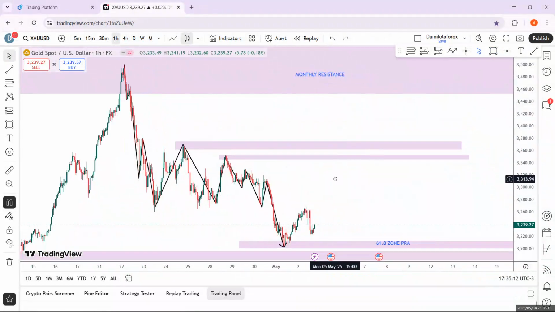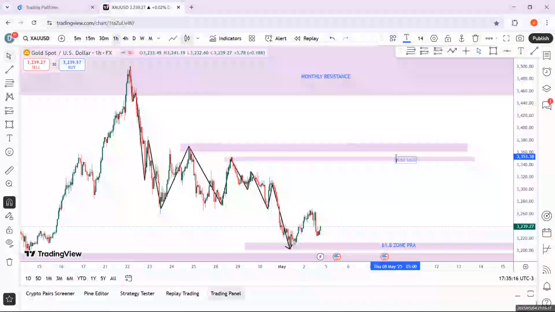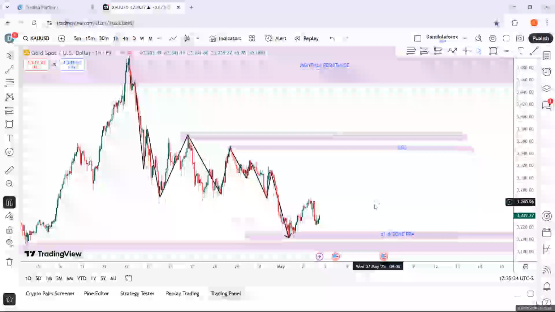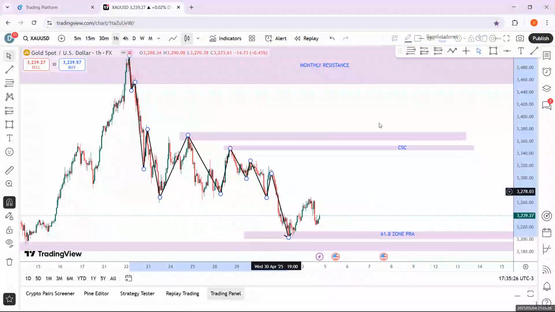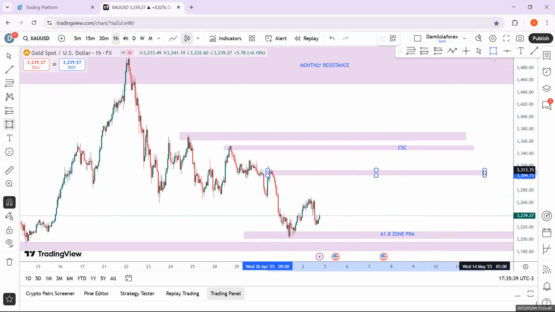So right now, the current structure circle is from here. I'll now write that this level here is CSC. CSC means current structure circle. I'll now take it from here to this 61.8 zone. This window will now be the window of my current structure circle. From here to here is my current structure circle. Within my current structure circle, this is the last lower high that I'll be waiting for a break of structure.